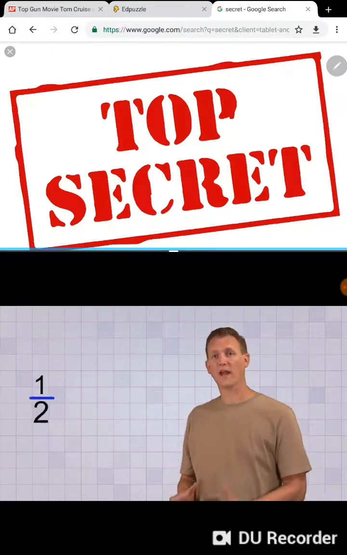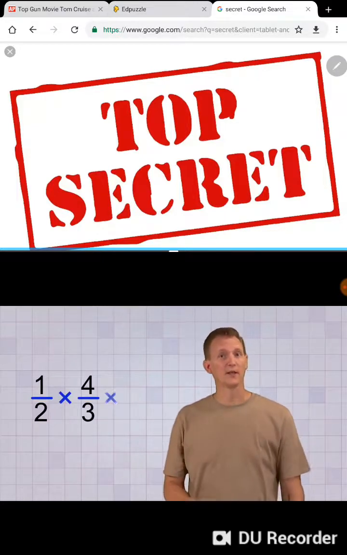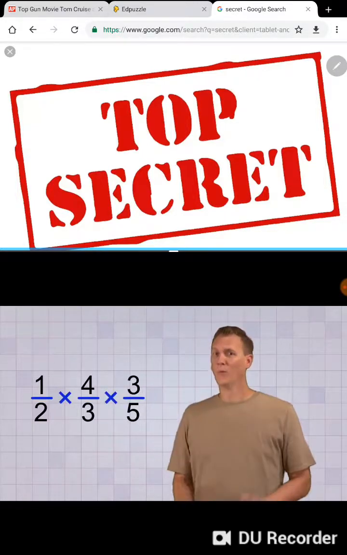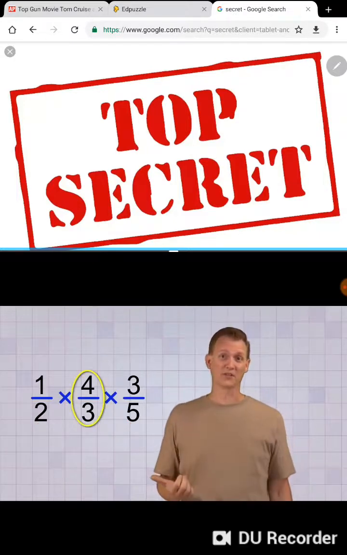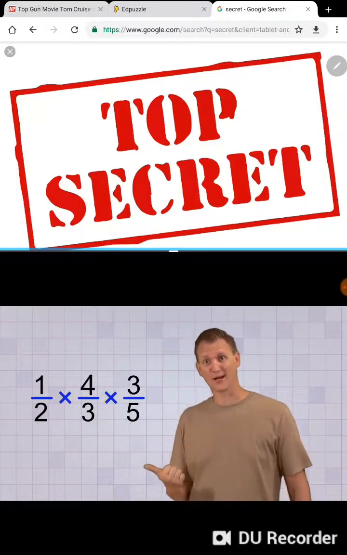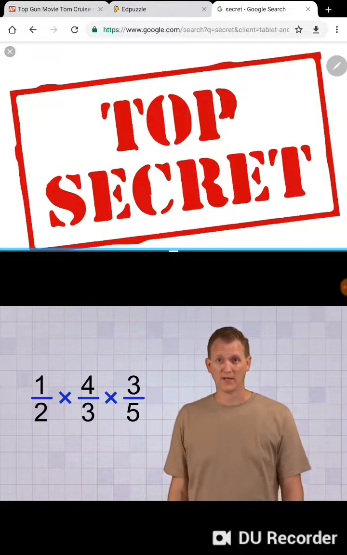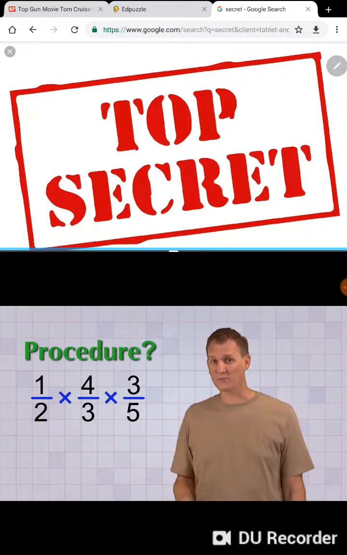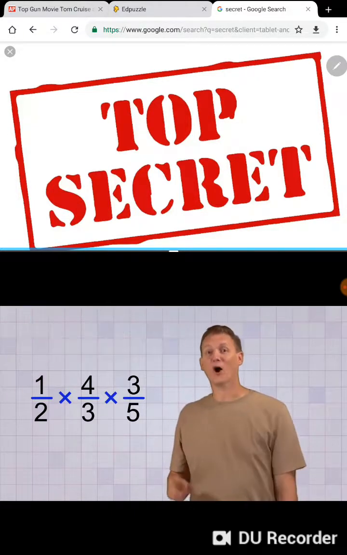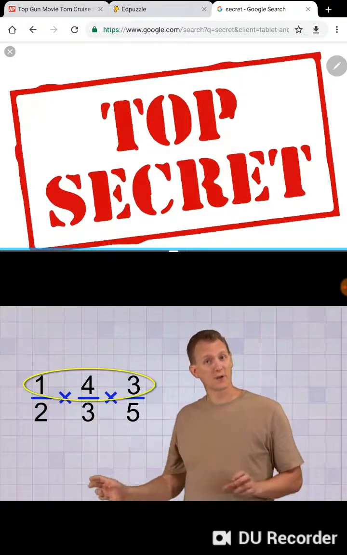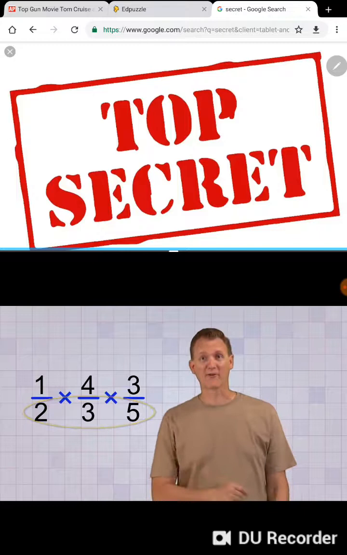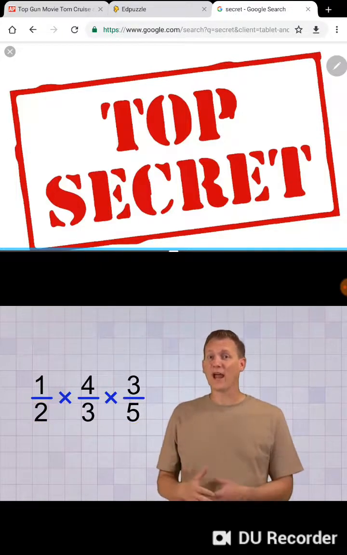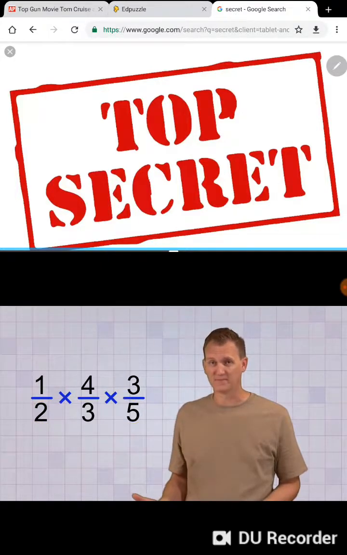Here it is. 1/2 times 4 over 3 times 3 over 5. Wait a minute. This has 3 fractions multiplied together, and the middle one looks like an improper fraction because its top number is bigger than its bottom number. Does our procedure work for this problem too? Yep. All we have to do is multiply all the top numbers together, and then multiply all the bottom numbers together, and we'll have our answer. And this will work no matter how many fractions we have to multiply.